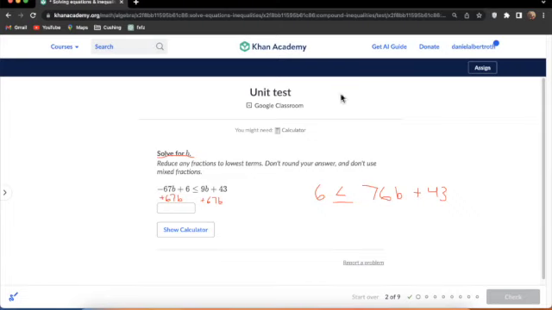So I'm going to subtract 43 from both sides. It's going to give me 76b. I'm just kind of flipping the order here, just the way I like to do it. 76b, it's on the greater than side, so it's greater than or equal to. And then it's going to be minus 43, minus 43. So 6 minus 43 is going to be negative 37.